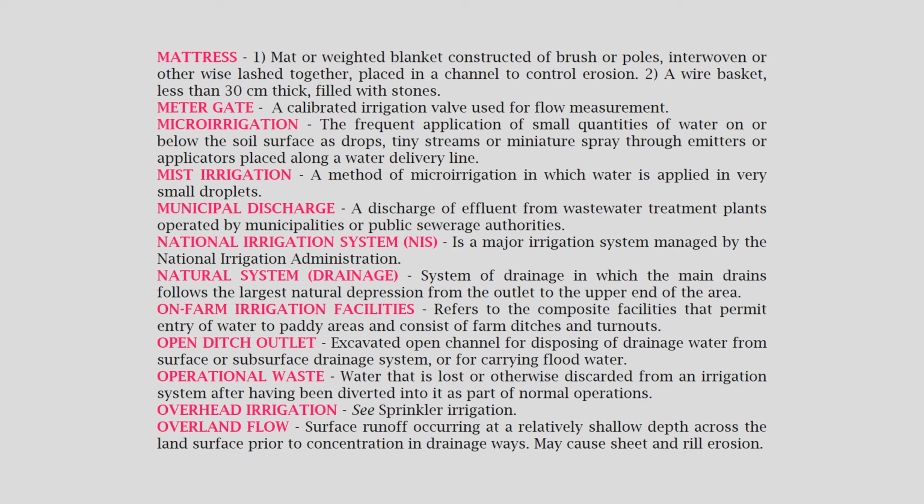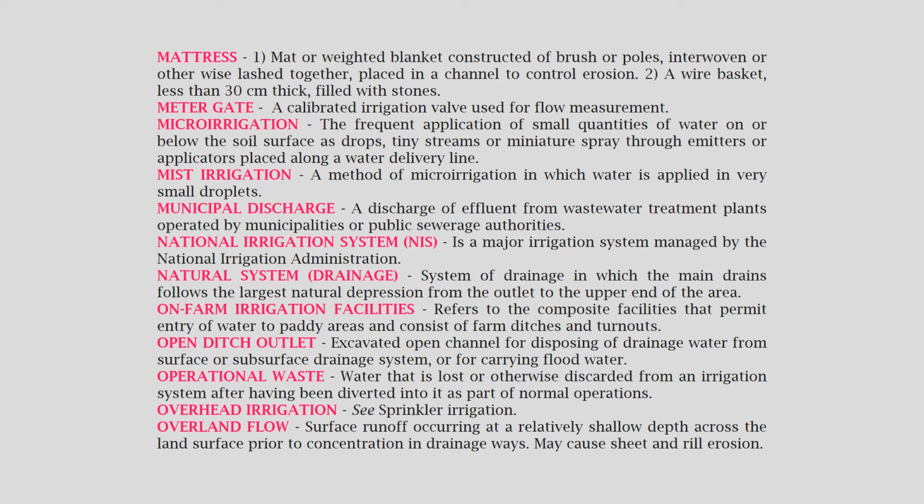Microirrigation: the frequent application of small quantities of water on or below the soil surface as drops, tiny streams, or miniature spray through emitters or applicators placed along a water delivery line. Mist irrigation: a method of microirrigation in which water is applied in very small droplets. Municipal discharge: a discharge of effluent from wastewater treatment plants operated by municipalities or public sewerage authorities. National Irrigation System, NIS, is a major irrigation system managed by the National Irrigation Administration. Natural system, drainage: a system of drainage in which the main drain follows the largest natural depression from the outlet to the upper end of the area.